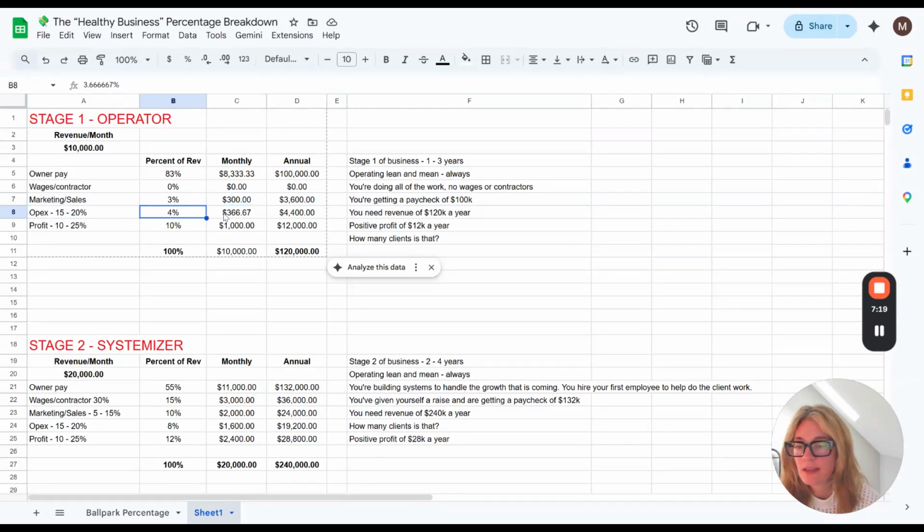Your operating expenses, again, you're keeping everything super lean. You're not doing meals. You're not really doing travel unless it's really going to give you a return, like maybe go do that conference if you really think you're going to be getting clients for that. But other than that, you've got your minimal subscriptions, and you still are doing a 10% profit, which is $1,000 a month, which is the $12,000 a year in profit. So that's great. So again, you need revenue of $120,000 a year, and that is $10,000 a month. So that is stage 1, the operator.